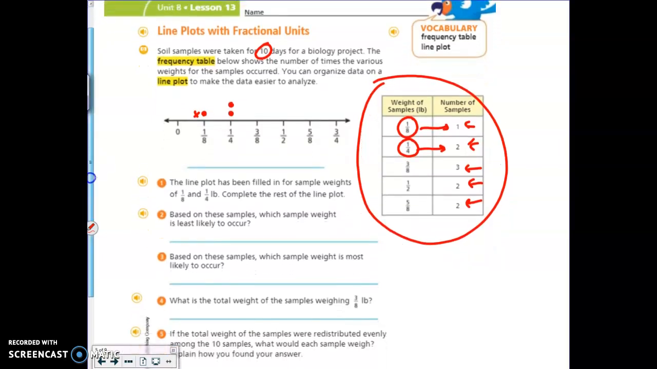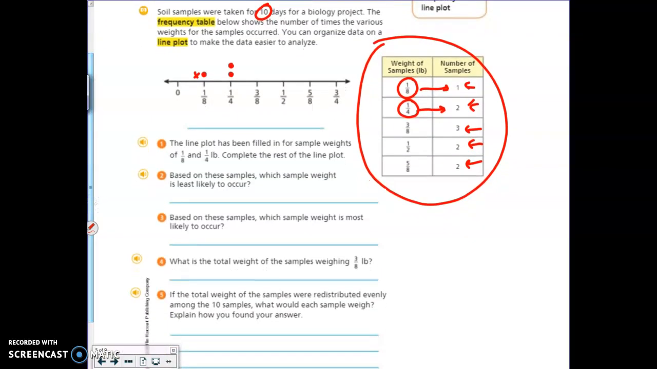So as we scroll down here a little bit, guys, we see that like they tell us right here, the line plot has been completed for 1/8 and 1/4, and our job now is to finish this line plot based on the last three weight totals that are there. And so for 3/8 right here, we can see that there were 3 occurrences, so I'm going to put 3 dots just to stay consistent with the dots. I prefer X's personally, but we'll stay consistent with the dots that they have here. And now you can see that 1/2 had 2 different occurrences, so I put this here, and the 5/8 also had 2 occurrences right there.